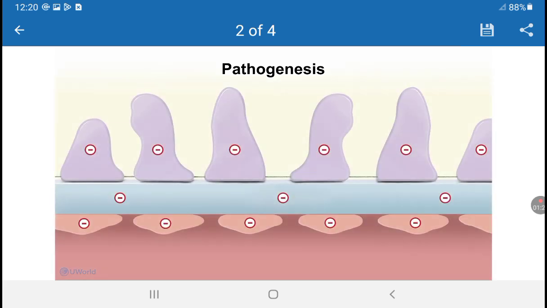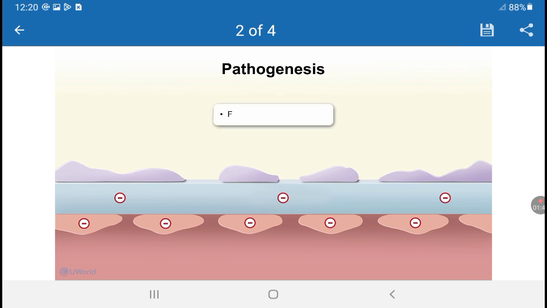In minimal change disease, the filtration barrier is disrupted. The underlying cause is unclear, but it is thought to be due to dysfunctional T cells, which result in production and release of a glomerular permeability factor. The circulating factor damages the podocytes, leading to effacement of the foot processes. This means that the foot processes appear flattened with loss of the slit diaphragms.